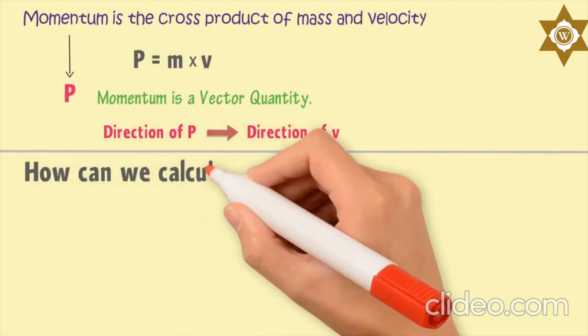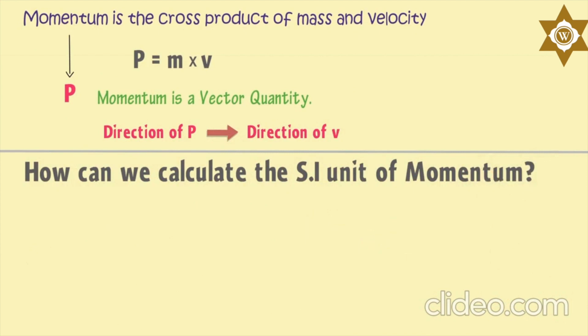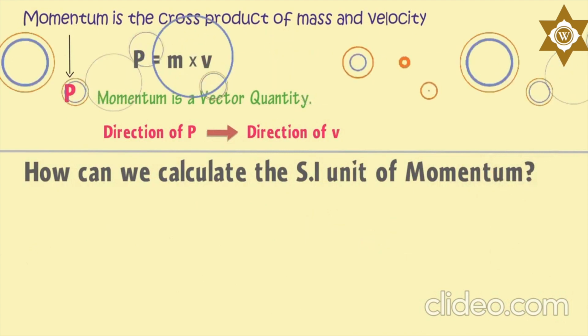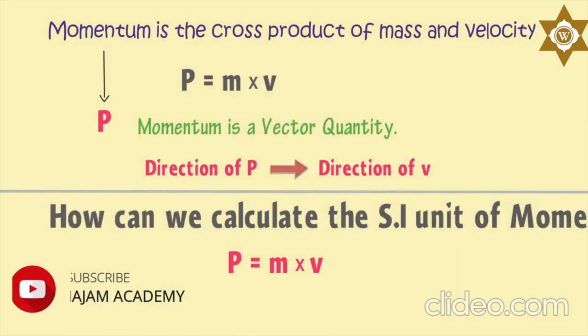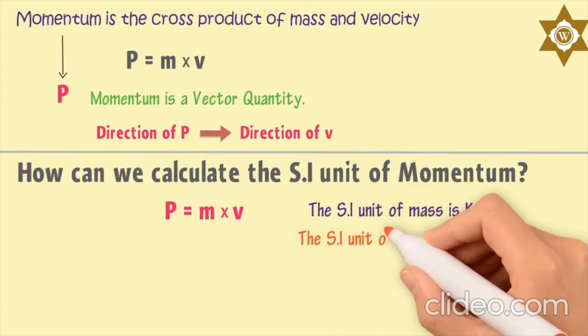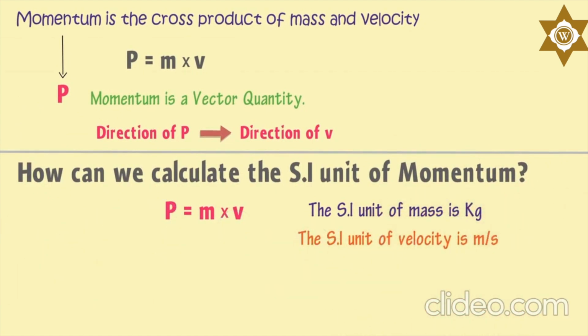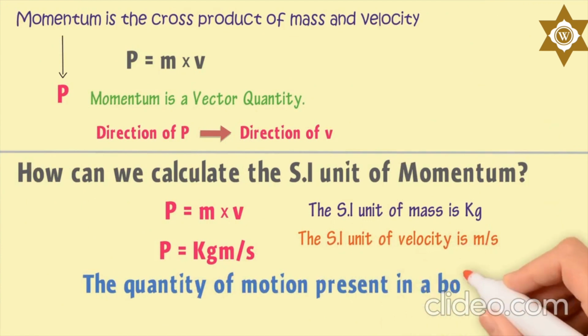Now, how can we calculate the SI unit of momentum? As we know, momentum is equal to mass times velocity. Our momentum is equal to m times v. The SI unit of mass is kg and the SI unit of velocity is meter per second. Hence, the SI unit of momentum is kg meter per second. This unit of momentum tells us the quantity of motion present in a body or in a mass.